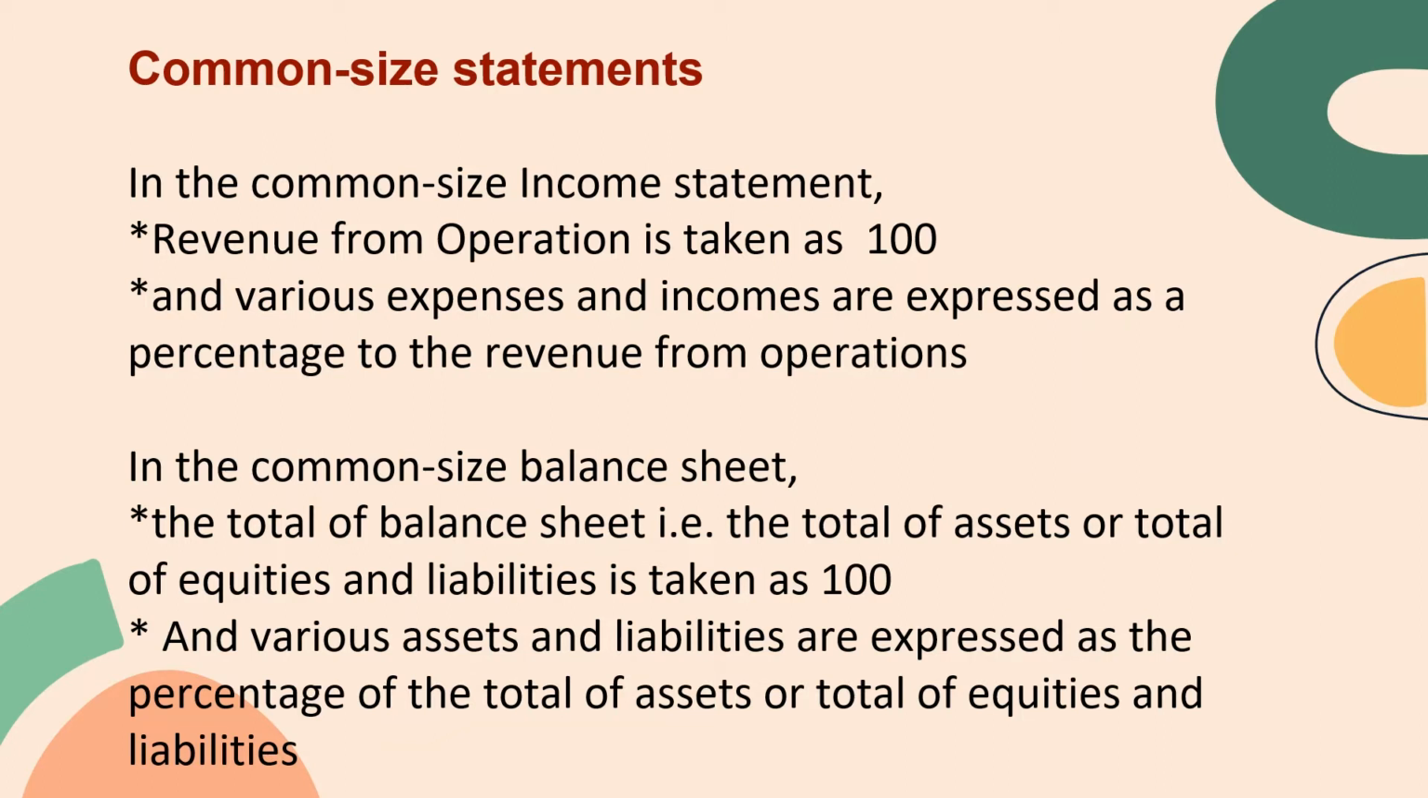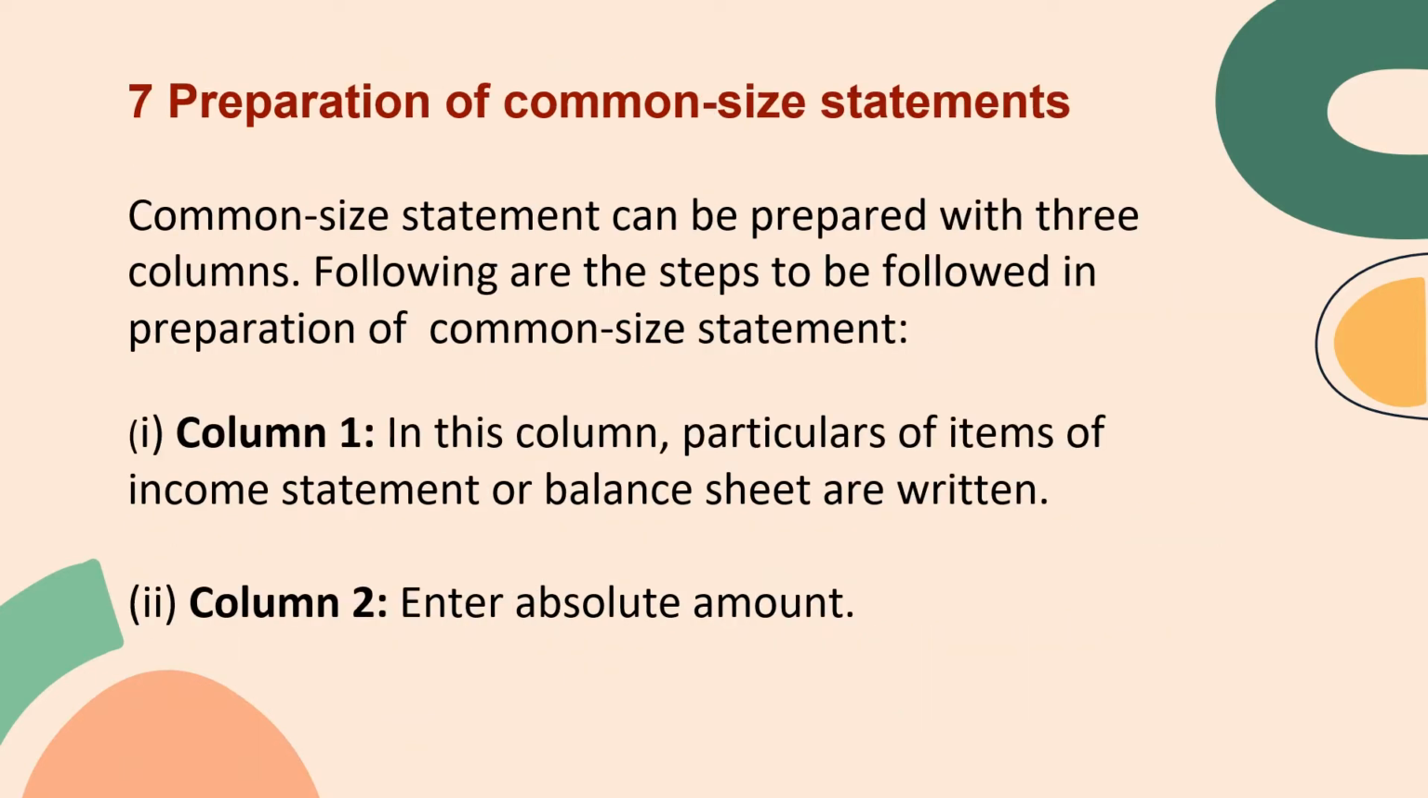In common size balance sheet, the total of balance sheet, that is the total of assets or total of equities and liabilities, is taken as 100, and various items in the assets and liabilities are expressed as the percentage of total of assets or total of equities and liabilities.